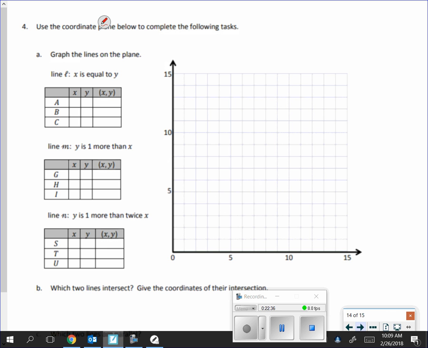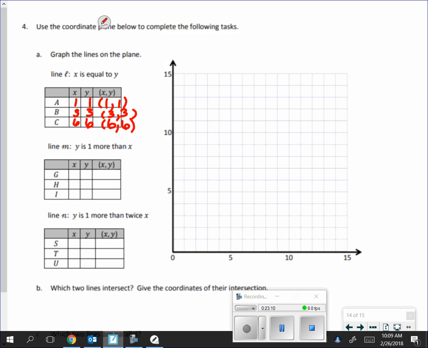So, graph the lines on the plane. x is equal to y. So, whatever you put for x, what do you know about y? It's the same number. So, if I put 1 here, what is y? 1. If I put 3 here, what is y? 3. If I put 6 here, 6. So 1, 1, 3, 3, 6, 6.